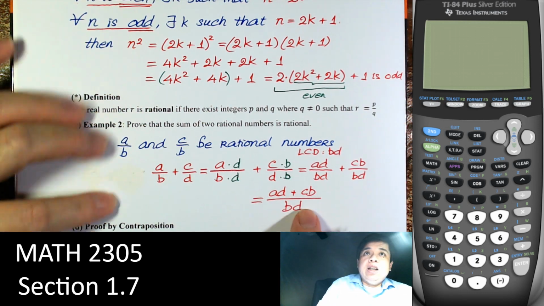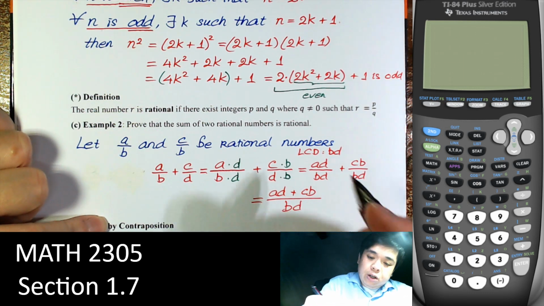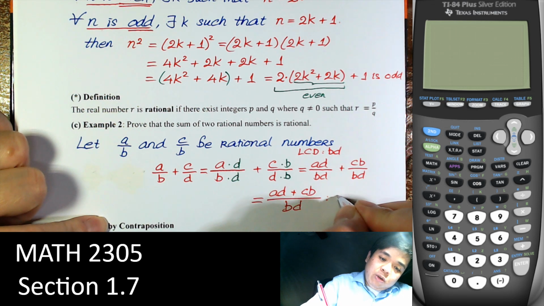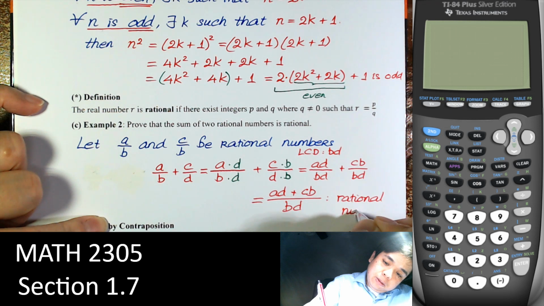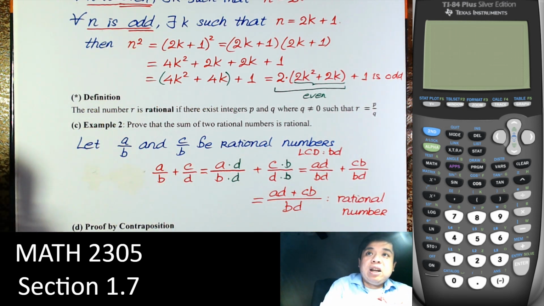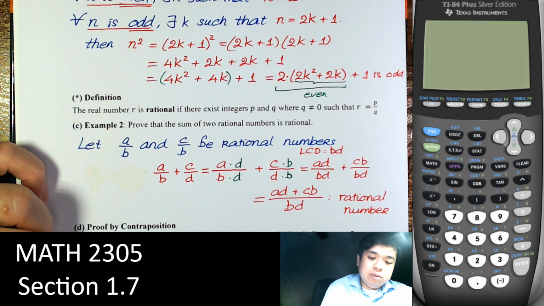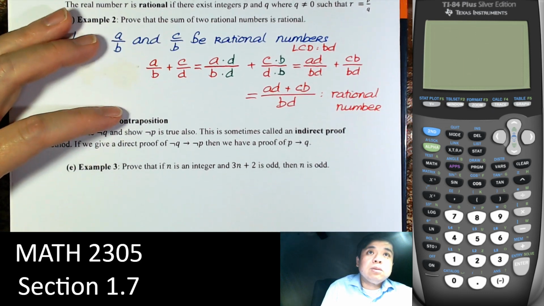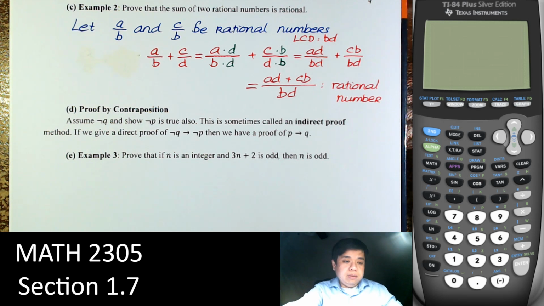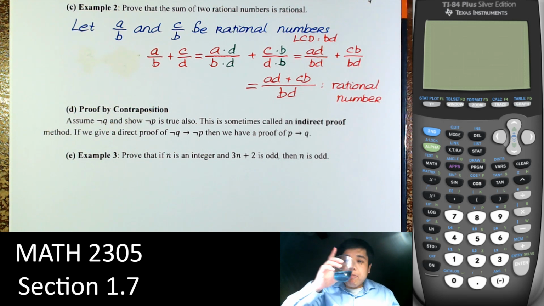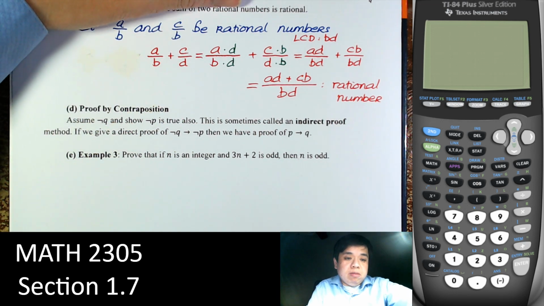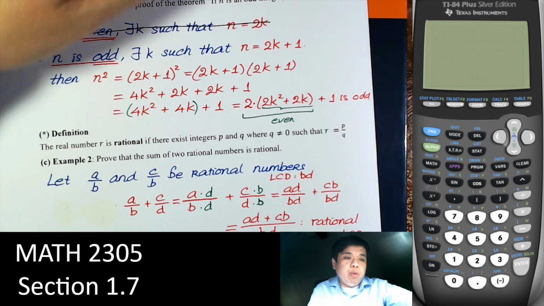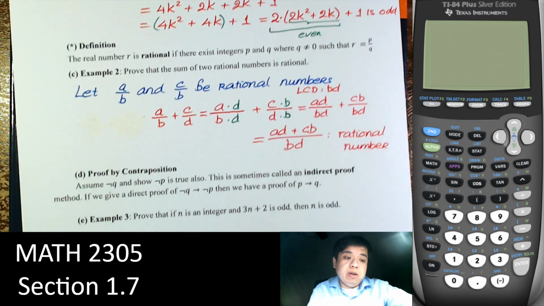Right. It is in the ratio form, so therefore this one is a rational number. So we start with two rational numbers, we add them, we have another rational number. Of course, if we are not given this definition, it will be difficult.